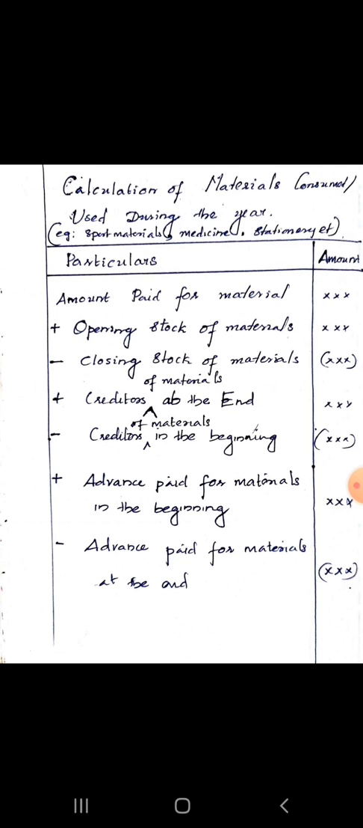Amount paid for materials plus opening stock of materials minus closing stock of materials. Then plus creditors of materials at the end minus creditors of materials in the beginning. Plus advance paid for materials in the beginning minus advance paid for materials at the end.